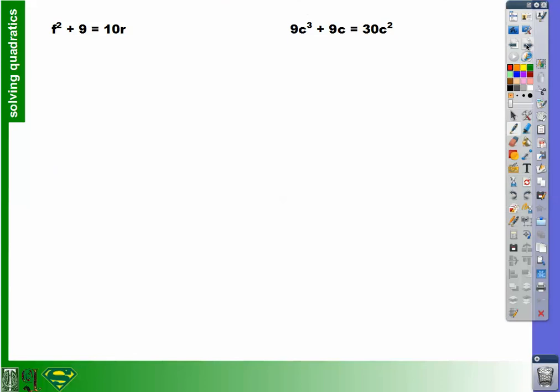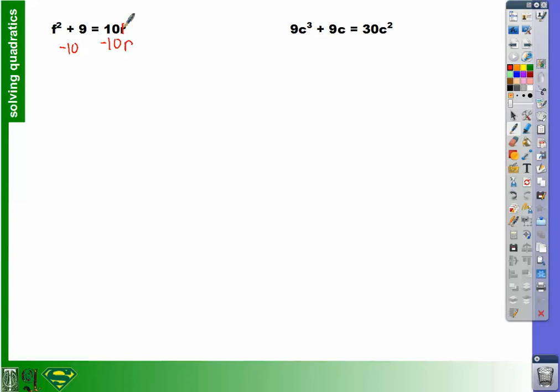So we have f squared plus 9 is equal to 10f. And this fails on all accounts. It is in expanded form, and it is not equal to 0. So first thing we need to do is make it equal to 0, and then we can factor it. So what am I going to do to both sides to move this 10f, because we need to move it? Margot? Divide by 10? Just kidding, that gets you 1. Subtract 10f, exactly. So we're going to subtract 10f from both sides.